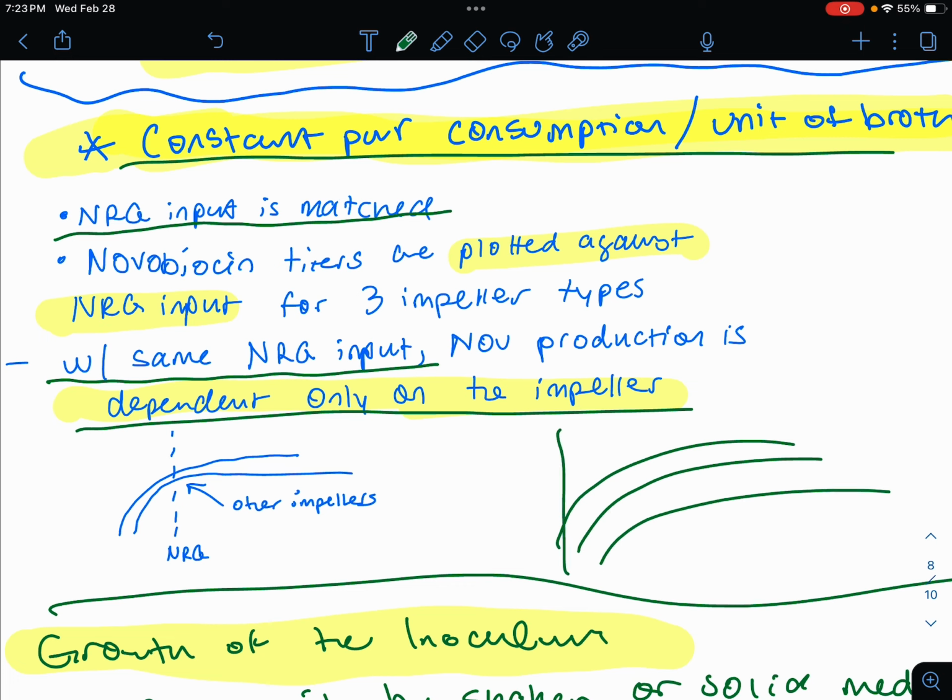This is what the graph looks like on the screen in Canvas. So we get to this area where it's kind of leveling out, right? Novobiocin production is up here. Once we get to this area, the energy requirement is going to be the same for growth. Now, this novobiocin production is based off of whatever type of propeller. That's the only factor once we get to the constant power consumption per volume.